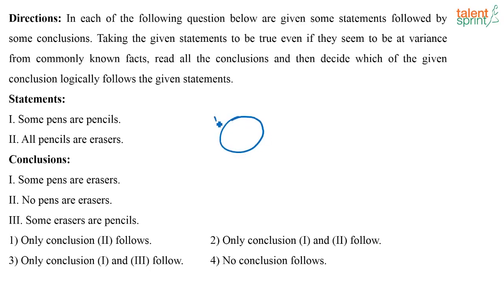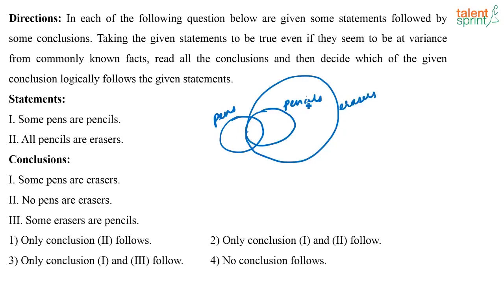Some pens are pencils, all pencils are erasers. So what is the first conclusion? The first conclusion is some pens are erasers. It follows. Second conclusion says no pens are erasers. No, we already know that some pens are erasers and it's a definite conclusion. So this conclusion does not follow.